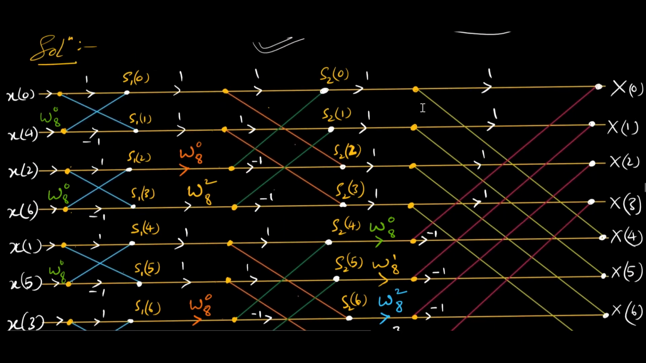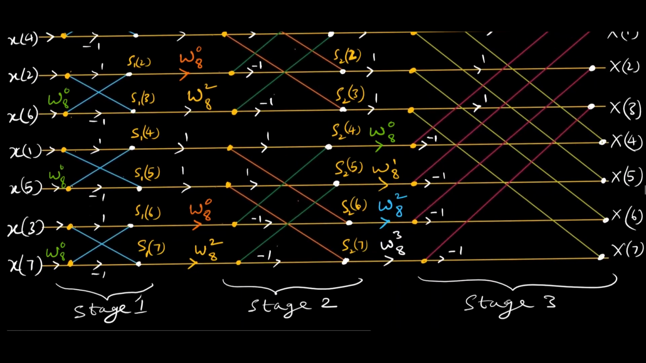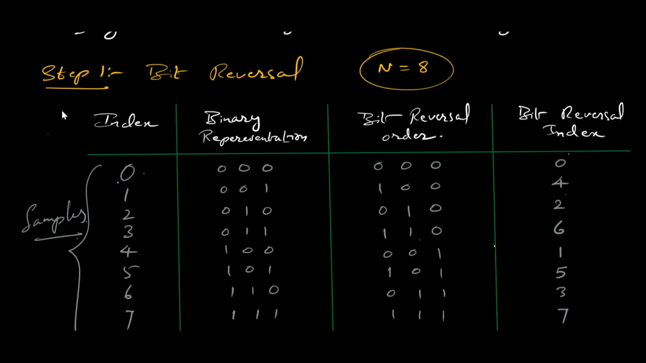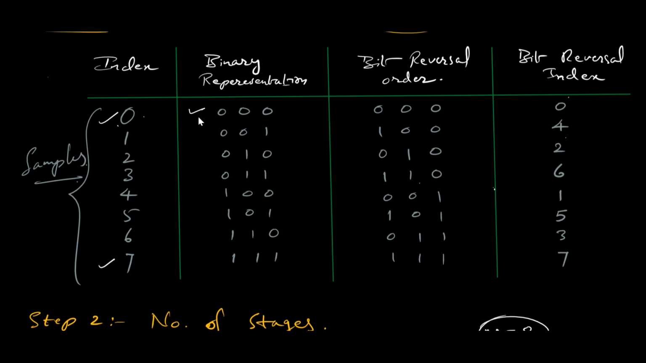We'll learn how to draw that step by step. Step number 1 is bit reversal. We are given 8 samples, so I'll write their index values first. It will range from 0 to 7. Now write the binary equivalent of these index values. For 0 it is 000. Likewise for 1 it is 001. Now if we consider 4 it is 100. Likewise for 7 it is 111.